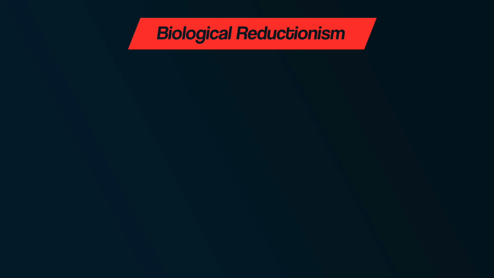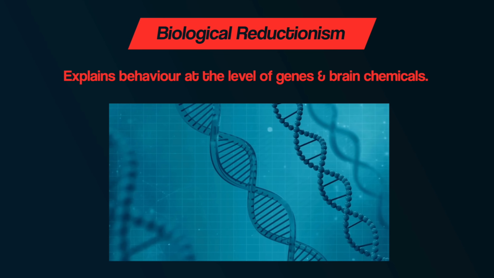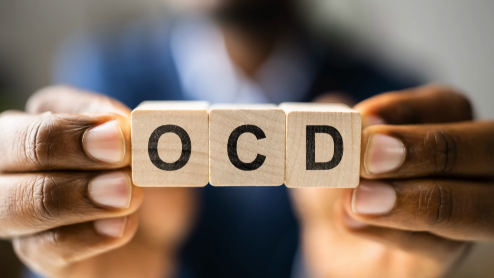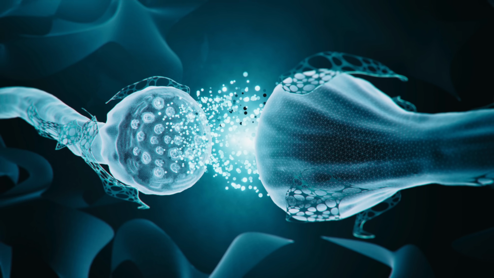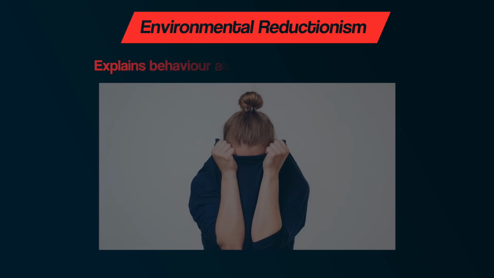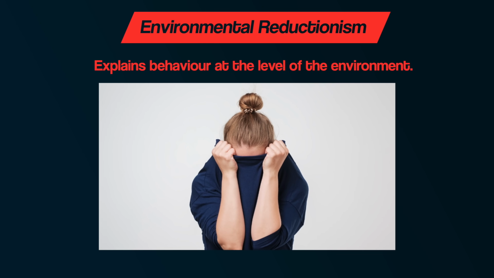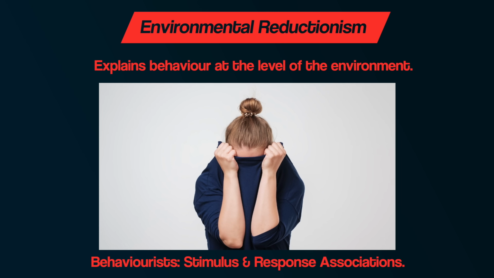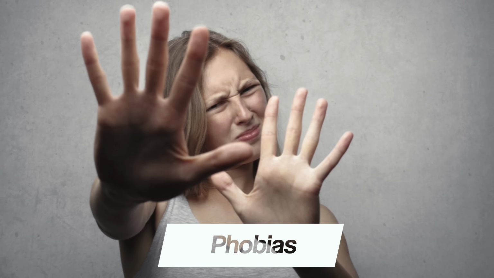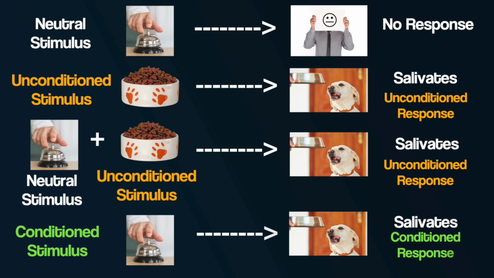There are two main forms of reductionism that you need to know. Biological reductionism. This breaks behaviour down to the role of genetics and brain chemistry. For example, OCD can be explained by looking at neurotransmitter imbalances, such as low serotonin levels. Secondly, environmental reductionism. This explains behaviour at the level of the environment and is typified by behaviourist explanations that suggest that all behaviour can be explained in terms of simple stimulus-response links. For example, phobias will be the result of classical conditioning, the association of a neutral stimulus with an unconditioned stimulus, and will be maintained by negative reinforcement.